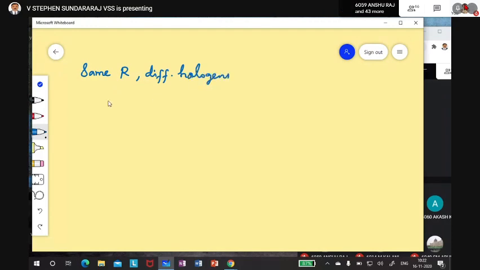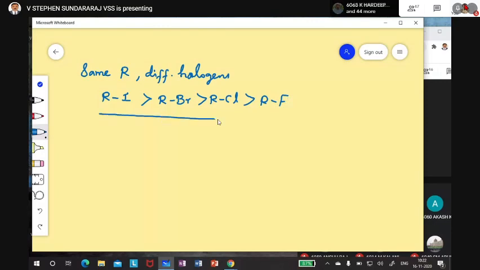Tell me what is the order? RI will have more boiling point than RBr, and RBr more than RCl. So from here to here, the first factor is molar mass. Iodine is a very big one, big size. Molar mass decreases, therefore boiling point decreases. Okay, write down the reason. This is same alkyl group but different halogens.